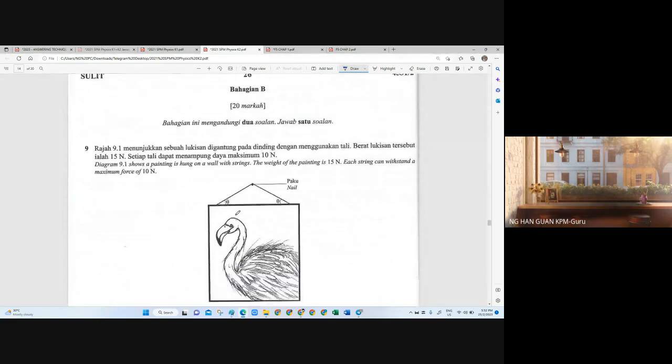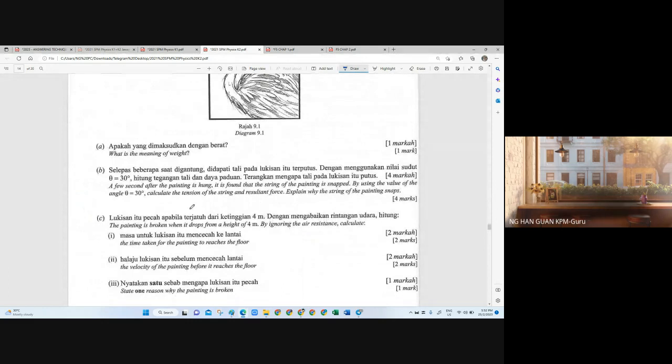So here you are, here's the one. What's the meaning of the words? A few seconds after the bunting is hung, it is found that the string of the bunting is snapped. By using the value of theta of 30 degrees, calculate the tension of the string and the resultant force. Explain why the string of the bunting is snapped.